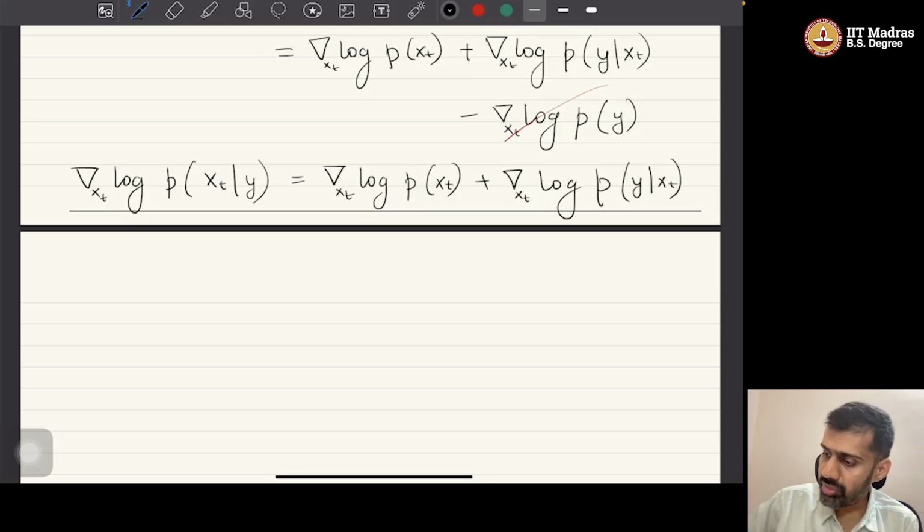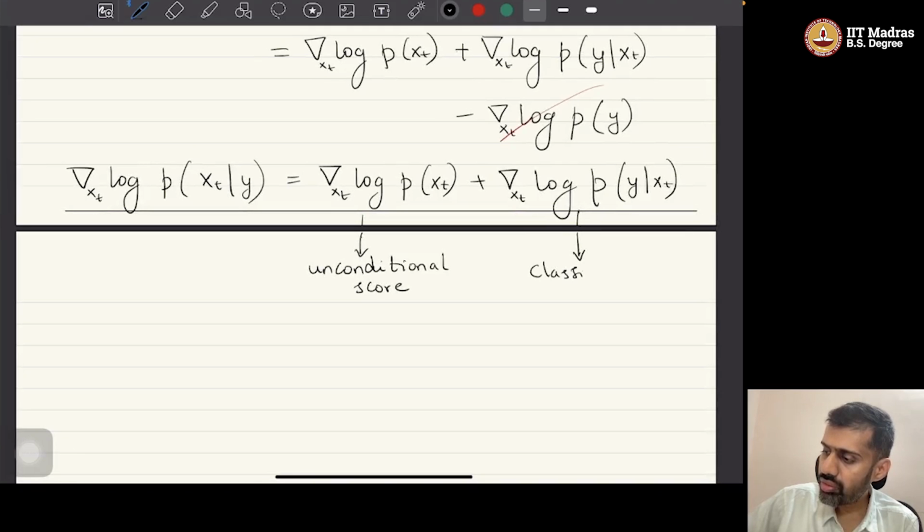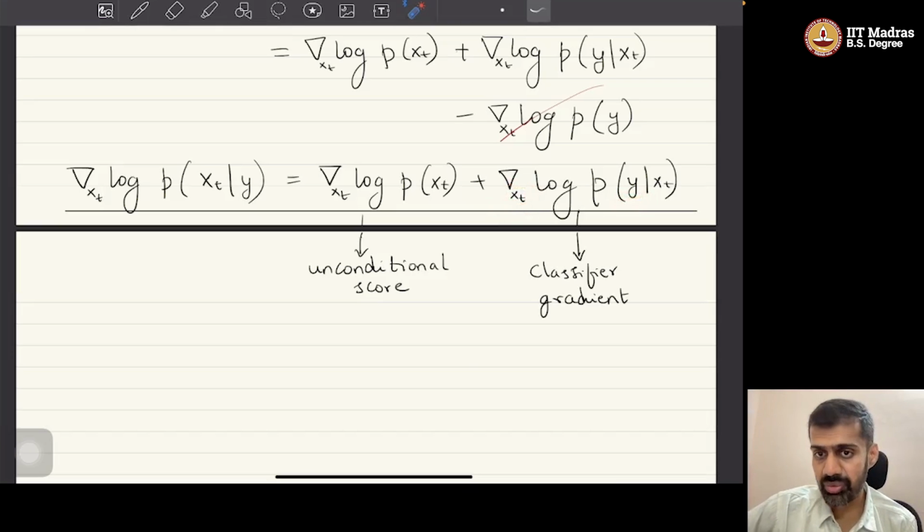So this first term is the unconditional score, and the second term, let's call this the classifier gradient. Note that this is not a score of any sort, right? Because the score is defined as the gradient of the log of the likelihood with respect to the random variable upon which the distribution is defined. This is p of y given xt, so it's a distribution over y, and the gradient is with respect to xt. So therefore it cannot be called a score. So we call that classifier gradient. Okay.